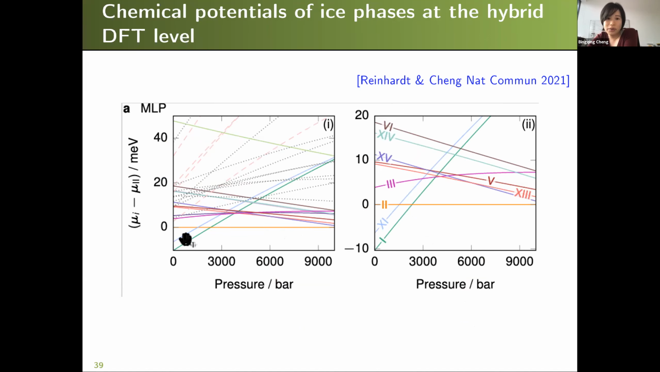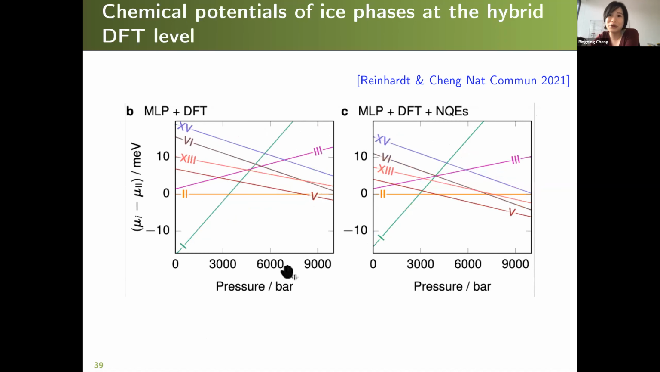At first, we were hoping that maybe we can discover a hypothetical phase that is thermodynamically stable. But it just turns out the low free energy phases are all the experimentally confirmed ones. So that was a little bit disappointing. But on the other hand, it also confirms the completeness of the experimental phase diagram of water.